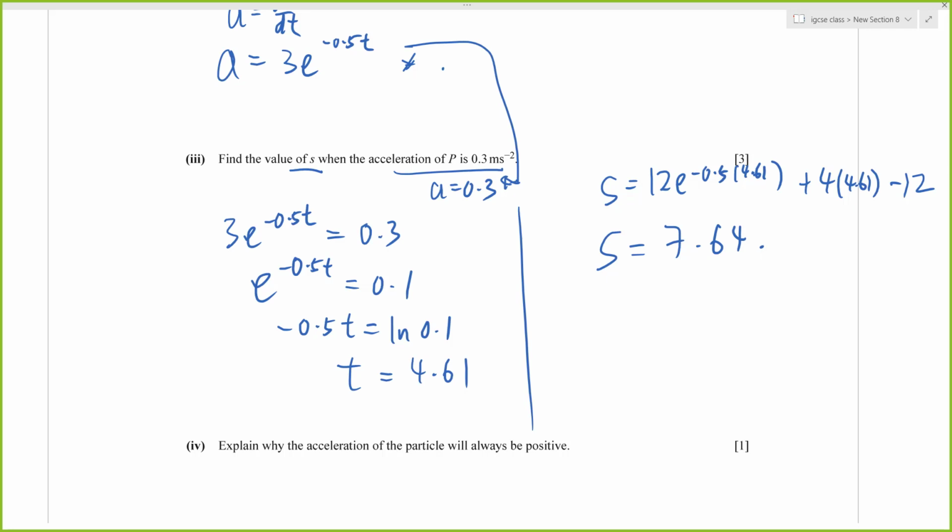Yeah, so when I do a question like this, normally I don't like to round off too early, because then you cannot get a very accurate answer. According to the marking scheme, they accept the answer 7.62. I got 7.64. I think maybe I rounded off too early. So if I don't want to round off, I just write this as ln 0.1 over negative 0.5.